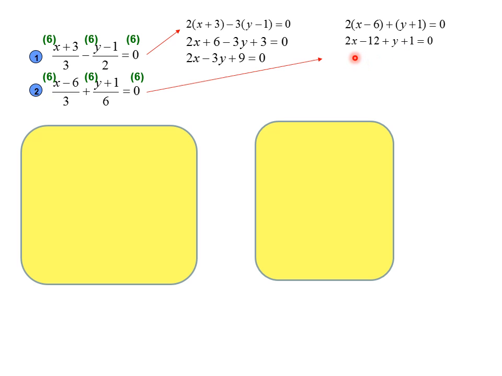Okay, now we're going to tidy this up. The 2x and the y are okay. We're going to put the negative 12 and positive 1 together, which gives us negative 11. Okay, now we've got our two equations.